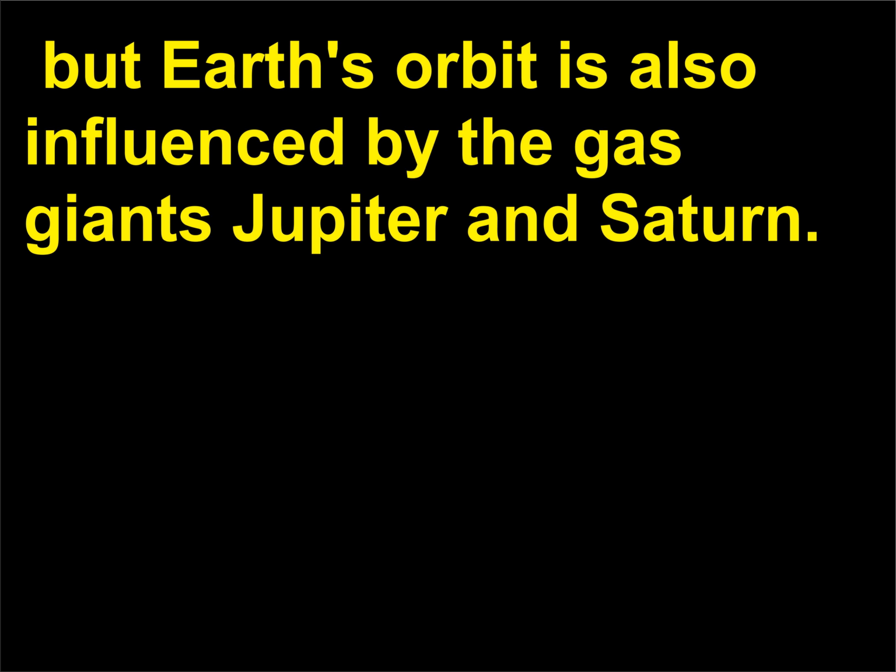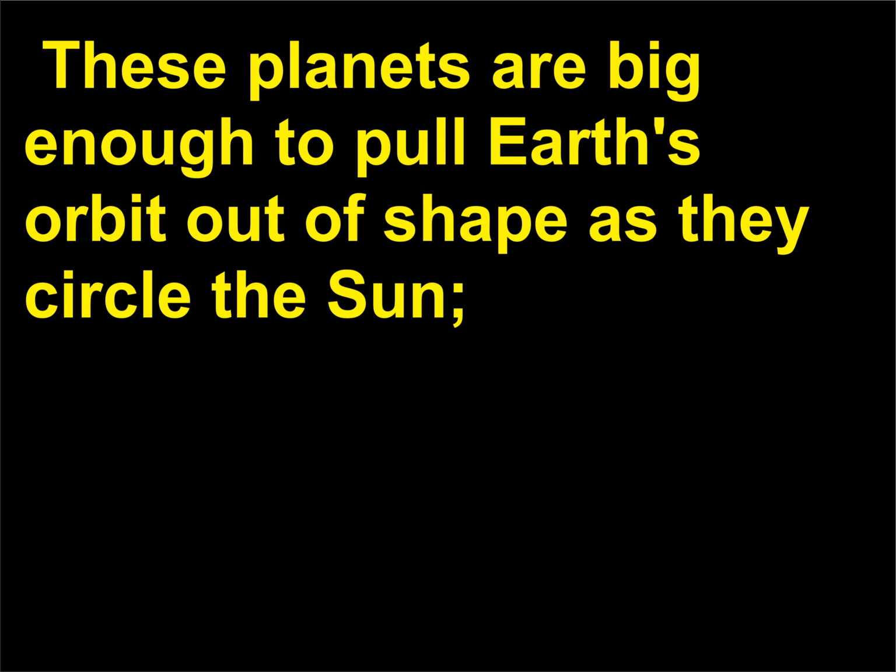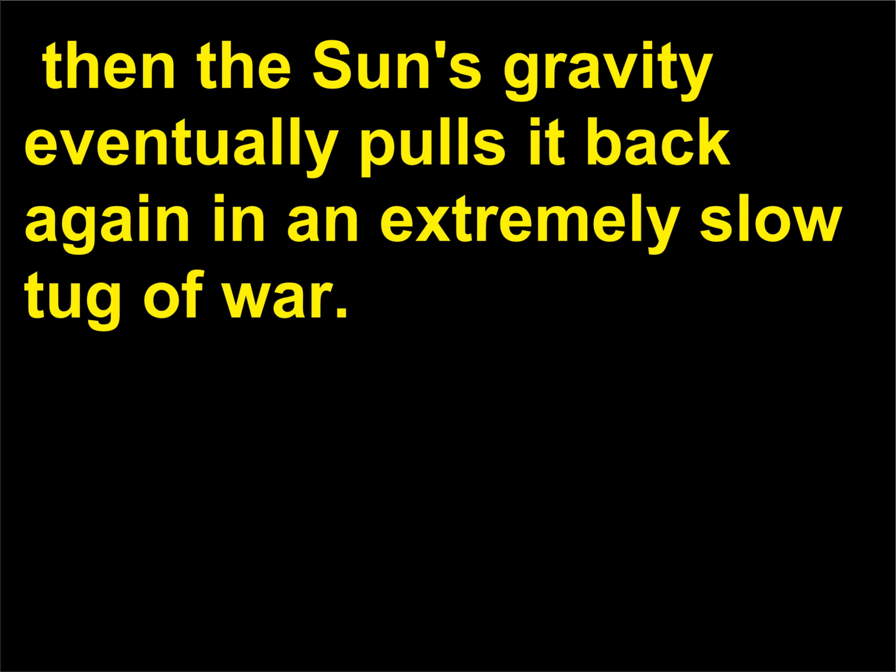But Earth's orbit is also influenced by the gas giants Jupiter and Saturn. These planets are big enough to pull Earth's orbit out of shape as they circle the Sun. Then the Sun's gravity eventually pulls it back again in an extremely slow tug of war.